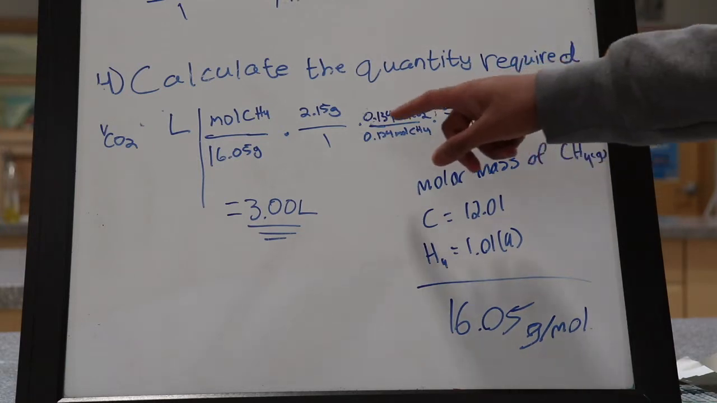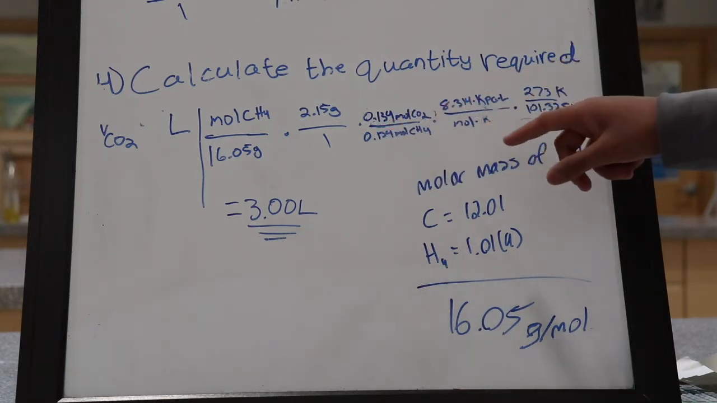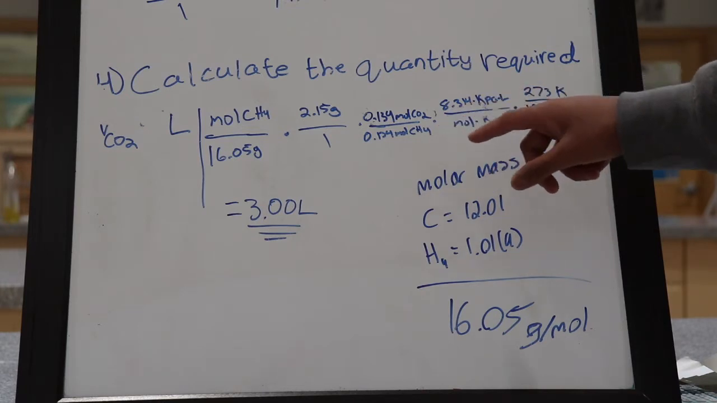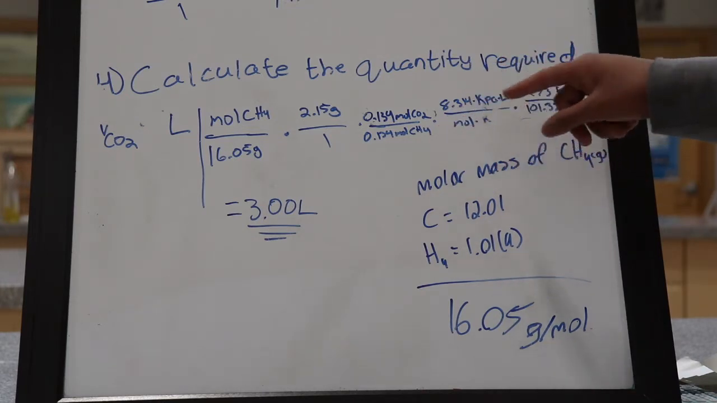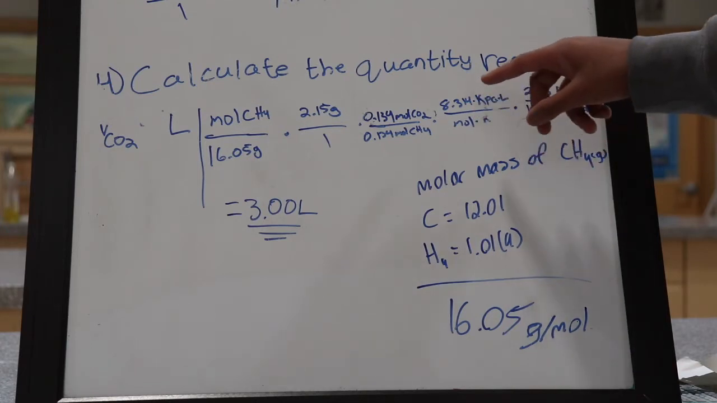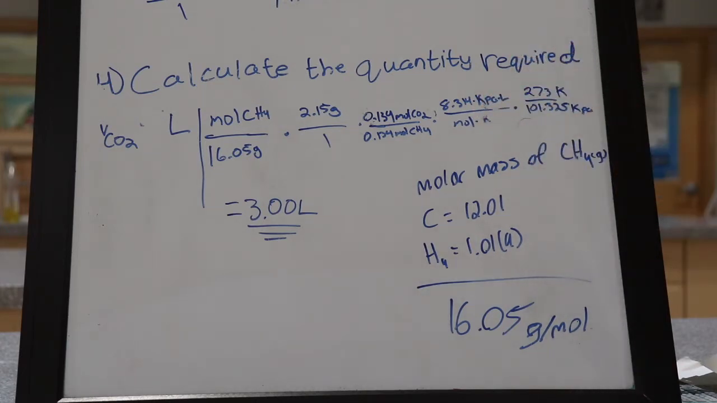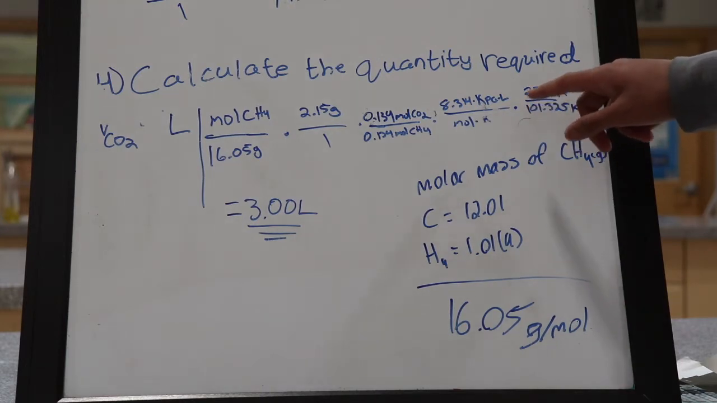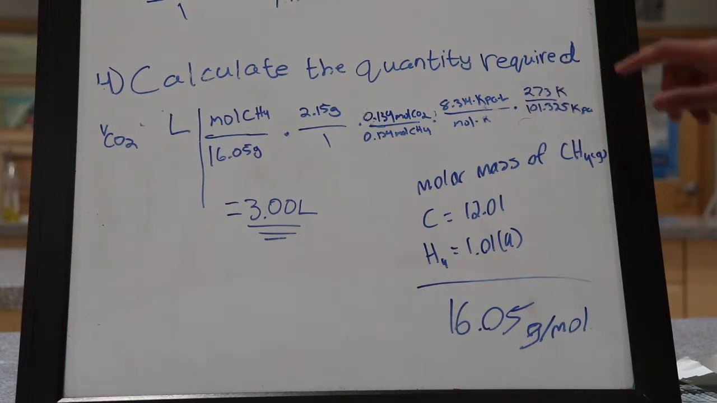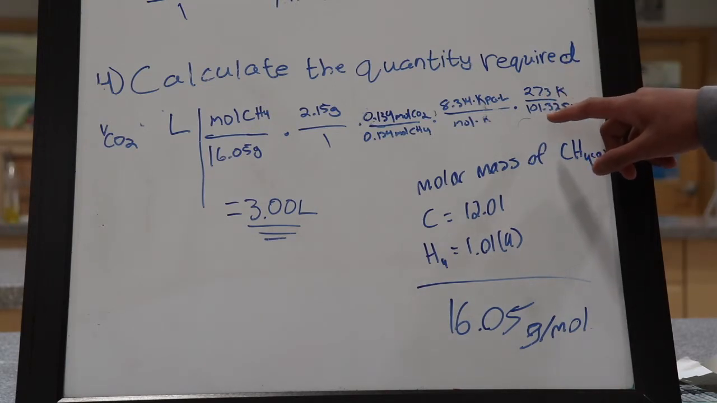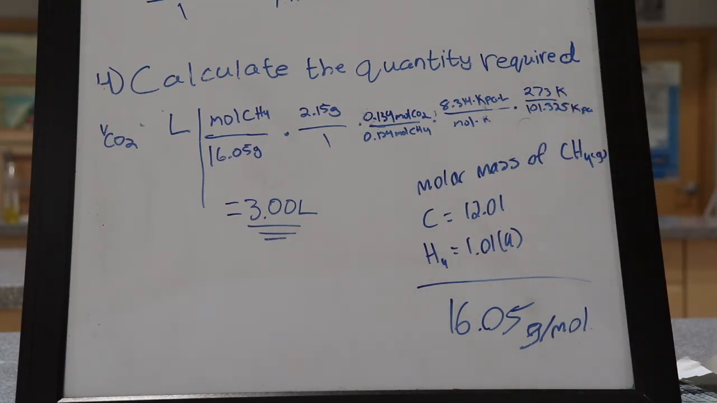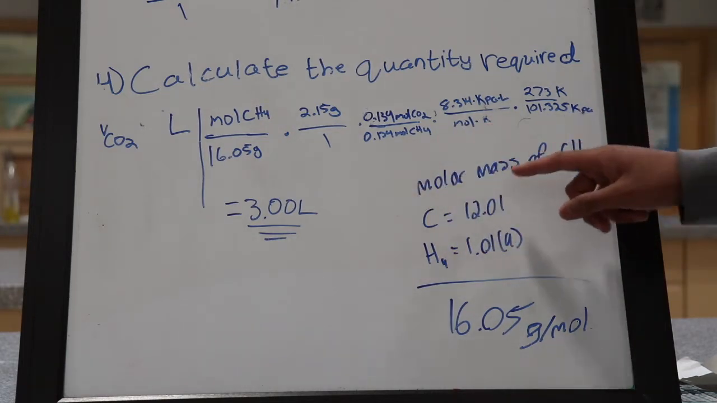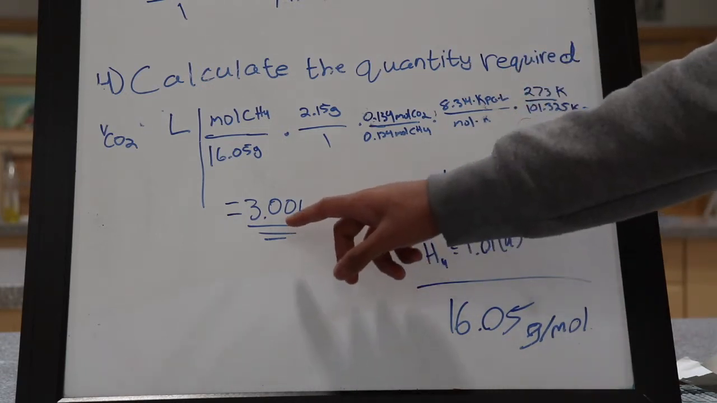Then times the mole ratio, which is 0.134 moles of CO2 divided by 0.134 moles of CH4, and then times 8.314 kPa times liters, divided by moles times K, Kelvin. Then times 273 Kelvin, which was given for CO2, divided by 101.325 kPa, which was given for CO2. The molar mass is right here, and the answer is 3 liters.